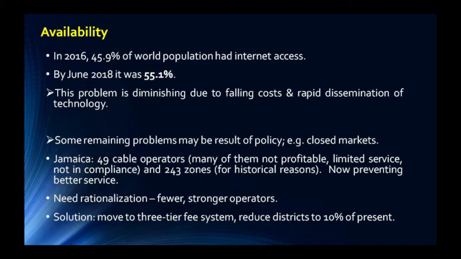In Jamaica, when we took stock a couple of years ago, we found that there was an issue with levels of access to modern communications. We found that for historical reasons, we still had 49 cable operators, which is a very large number for a small country. Many of them were not profitable, offering very limited service, and were often not in compliance with regulatory rules. And these operated in a total of 243 zones, which is an extremely large number. And the zoning system was created largely for historical reasons, which are no longer relevant. And what we realized is that these two factors, which were really the result of earlier decisions made by the government, are actually now preventing the rollout of better service in Jamaica.